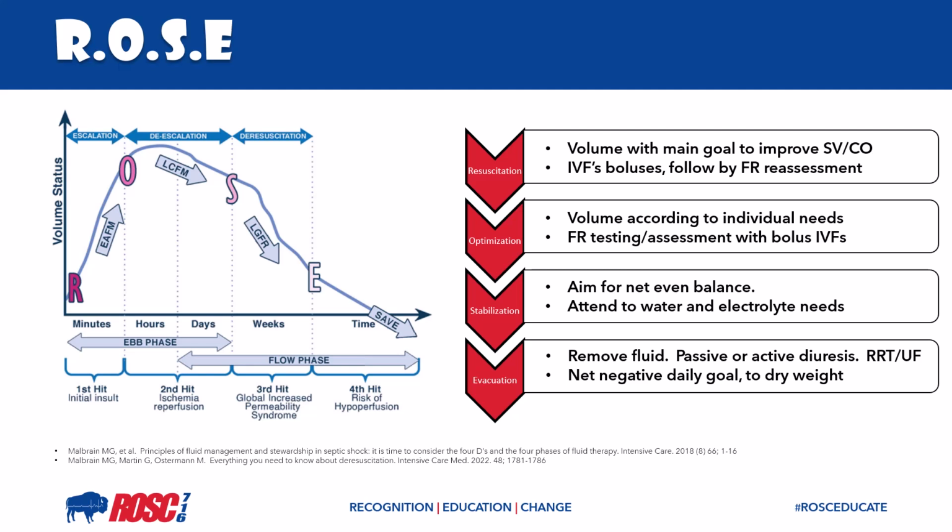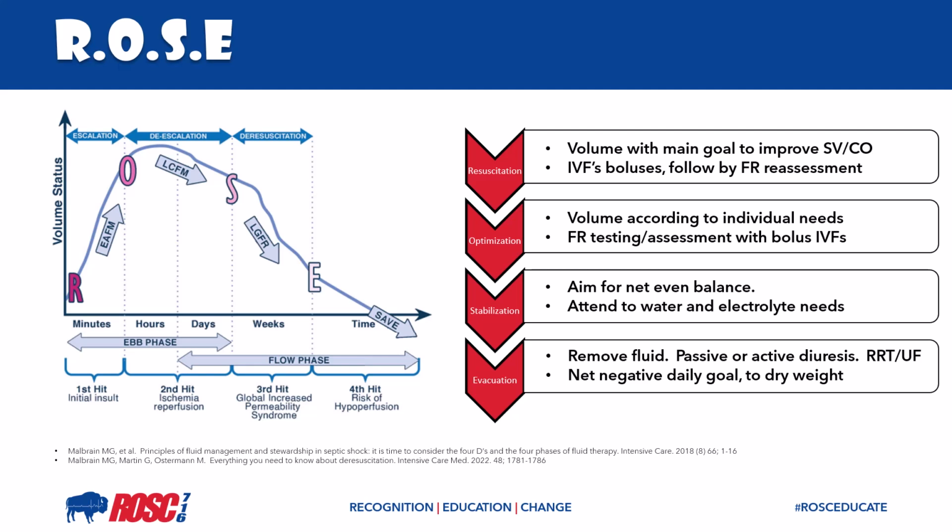Then we move on to the optimization. We're focused on maintenance. So this is volume according to the patient's individual needs. Again, fluid responsiveness testing and assessment with bolus IV fluids. Then we move into the stabilization phase, and we aim towards a net even balance, and we tend to water and electrolyte needs if need be, and I'd really prefer that to be done enterally if possible. And then lastly, we focus on evacuation. This is removing fluid, whether passively or we have to actively diurese, or in some patient populations, we have to use renal replacement therapy. We're looking for a net negative daily goal down to their dry weight.